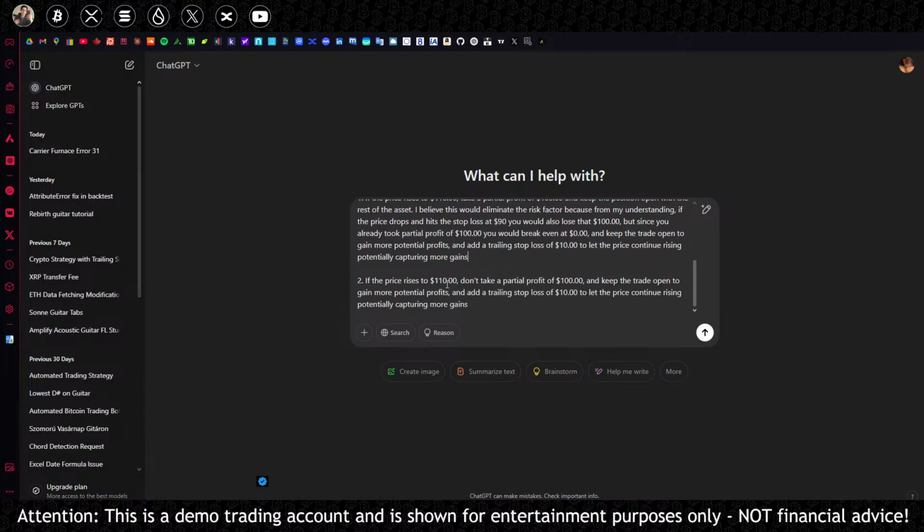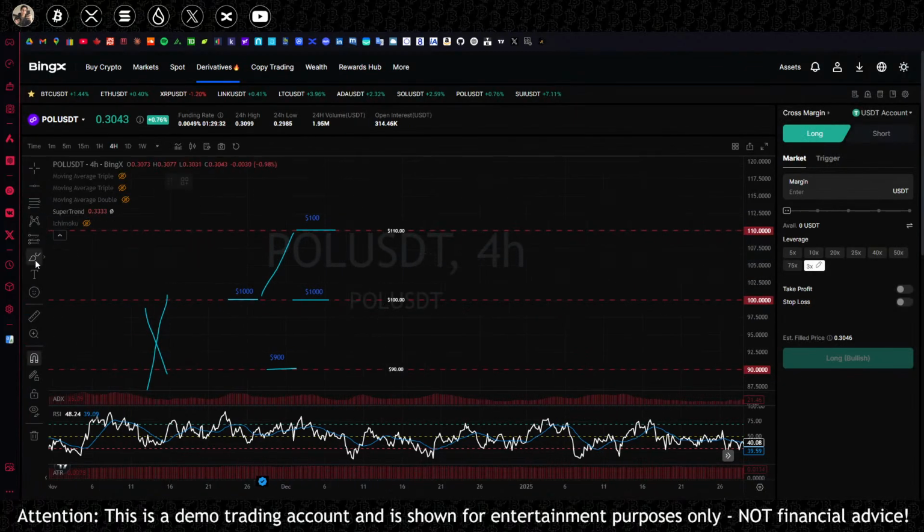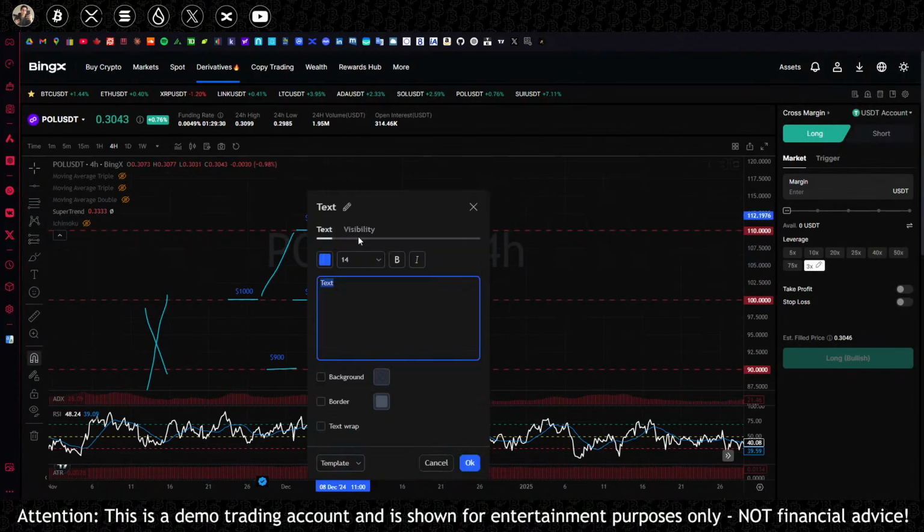The other scenario is if the price rises to $110, you don't take your partial profit of 100. You keep the trade open. You could gain more potential profits and add a trailing stop loss of $10 to let the price continue rising, potentially capturing more gains. Okay, so what I mean by this, I'm kind of getting a better understanding of what I'm trying to say now.